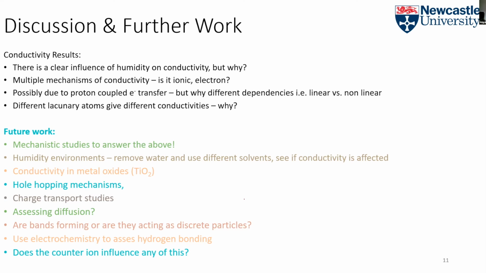I mean, we know that having different substituents does influence where the HOMO and LUMO are, and where the energy levels of where you're putting your electron are, but we don't really know specifically why. So my future work is going to be mechanistic studies to answer everything above. Different humidity environments: instead of using water, a non-protonated solvent, so we can rule out proton coupled electron transfer or any proton hopping as a method of conductivity, and just see generally how conductivity is affected by different environments.